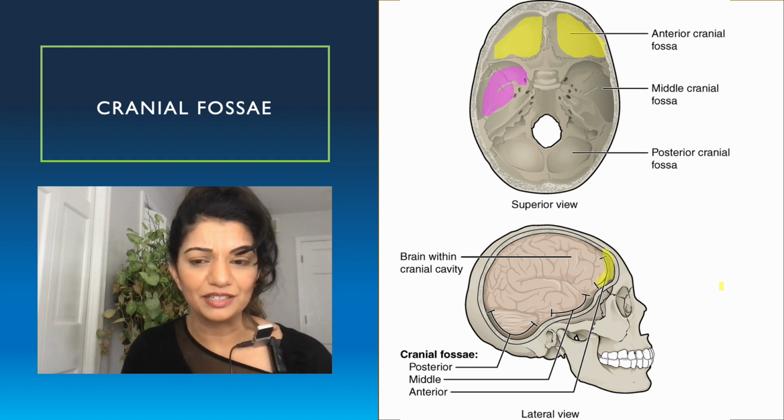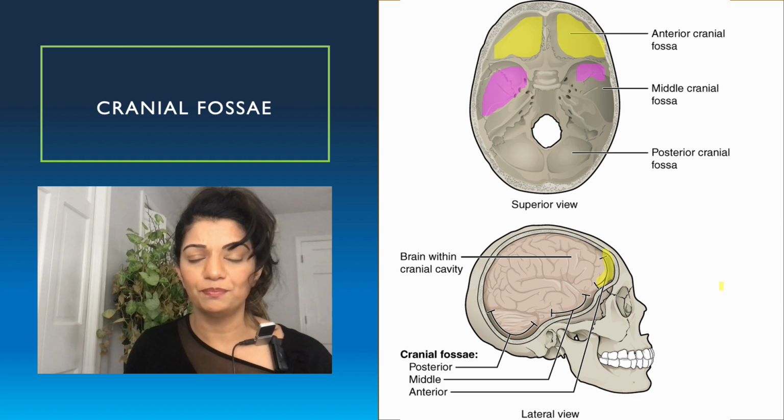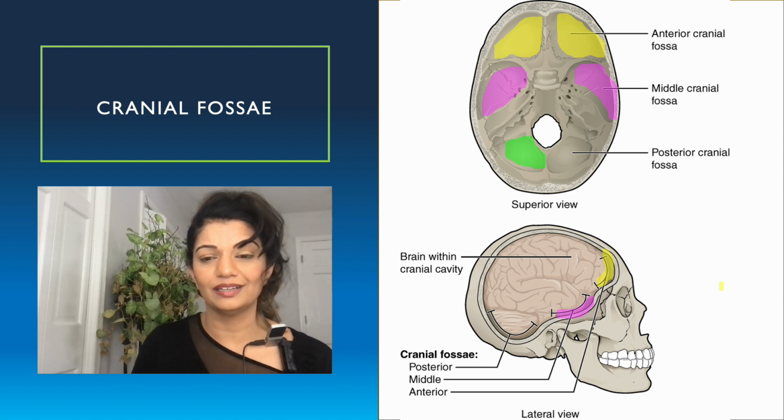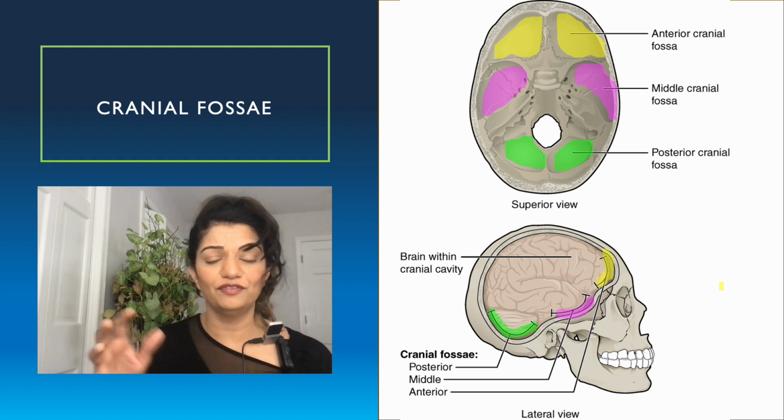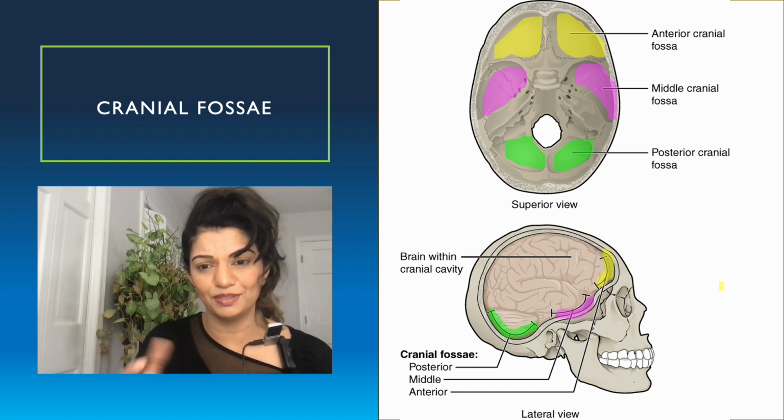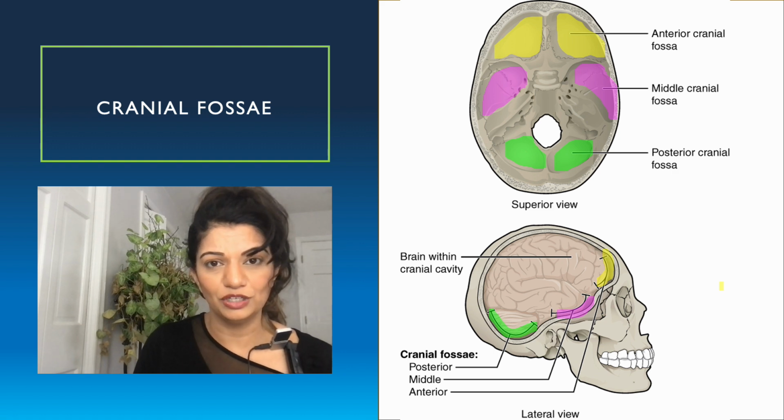Then we've got the middle cranial fossa, again pretty self-explanatory, that's going to be in pink, and you again can see it in a lateral view. And then of course lastly, posterior cranial fossa. So fairly easy to remember and memorize. Just remember that fossa means trench or dip, so that might cue you in too.